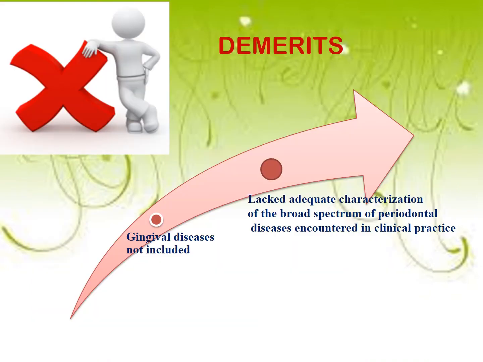The demerits of this 1993 classification were that gingival diseases were not included and it lacked adequate characterization of the broad spectrum of periodontal diseases which are encountered in clinical practice.